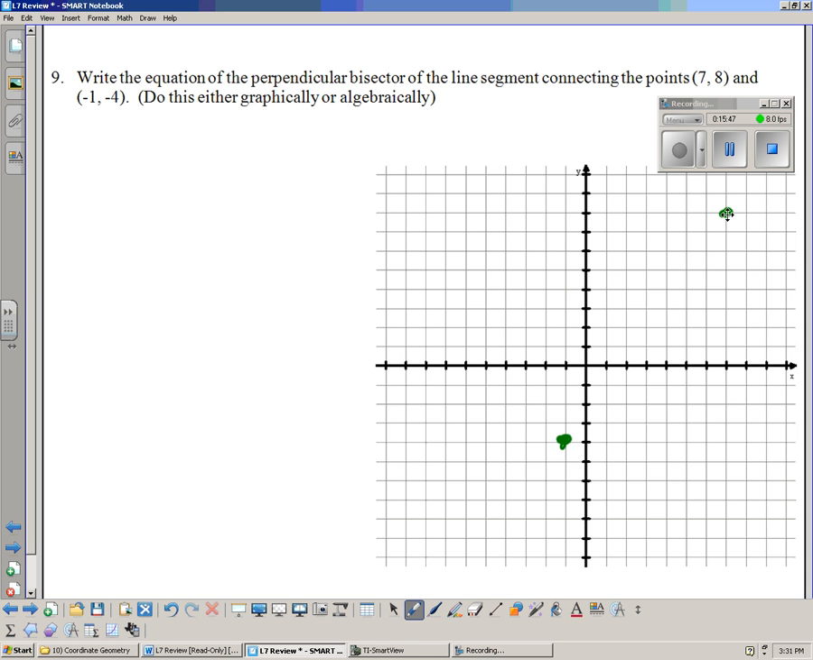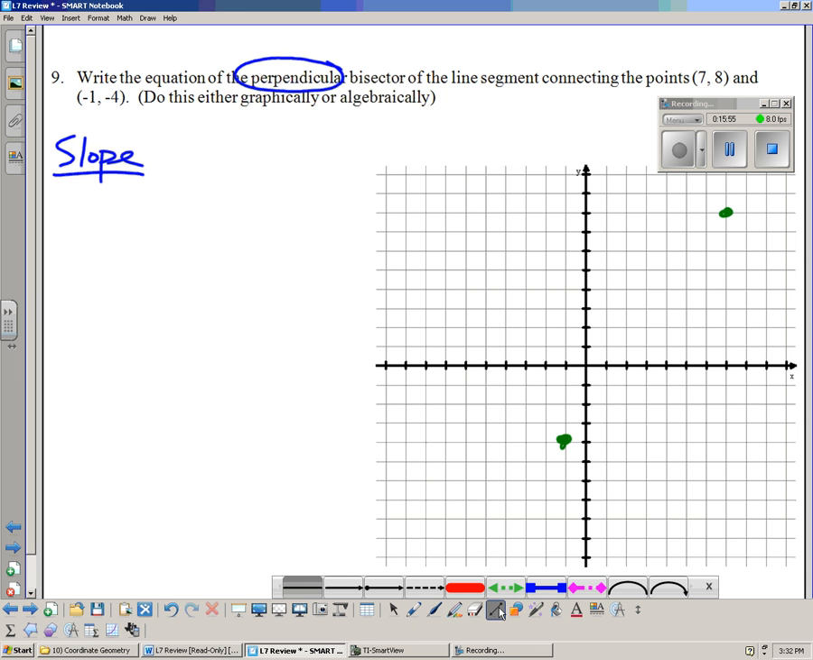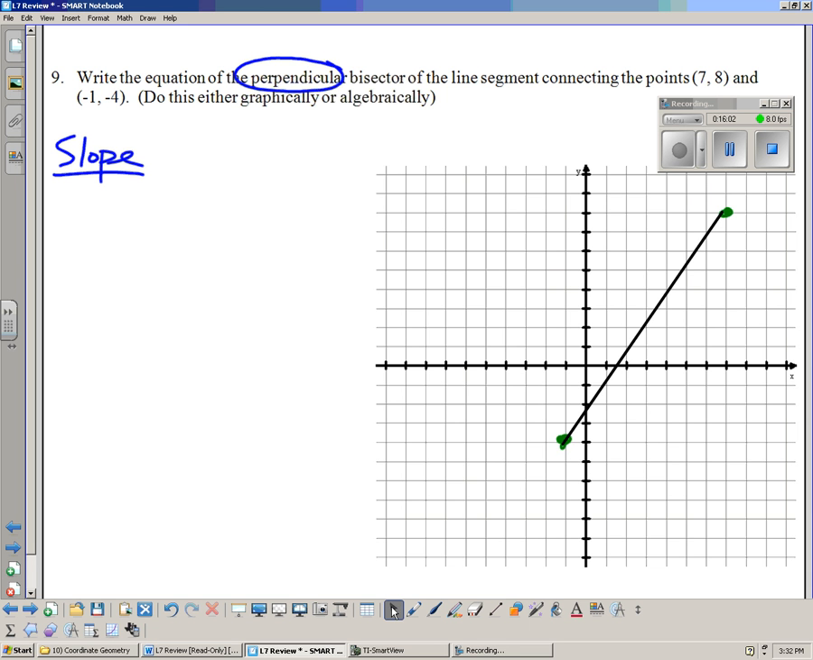Perpendicular means we have a negative reciprocal slope going on. So I definitely need the slope of the line segment connecting these two points. I probably should do that. Just connect the points. I'm a little off, I'm assuming. There we go. That's good.